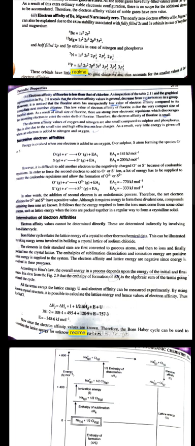Determination of electron affinities. The electron affinity values cannot be determined directly. They are determined indirectly by involving the Born-Haber cycle. The Born-Haber cycle relates the lattice energy of a crystal to other thermochemical data. This can be illustrated by taking the energy terms included in the building of a crystal of sodium chloride. The elements in their standard state are first converted into gaseous atoms and then to the ions and finally packed into the crystal lattice. The enthalpies of sublimation, dissociation and ionization energies are positive since energy is applied to the system. The electron affinity and lattice energy are negative since energy is evolved in the process.